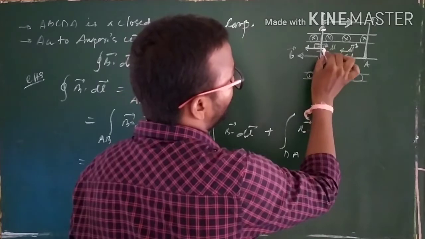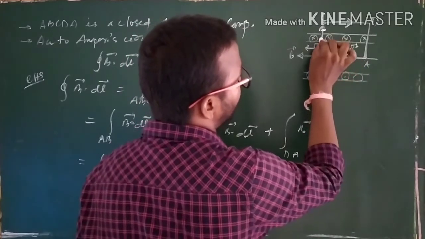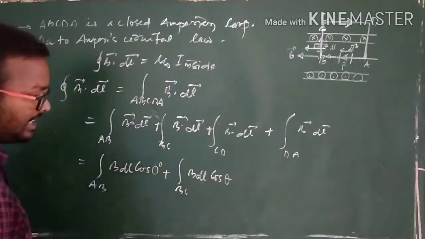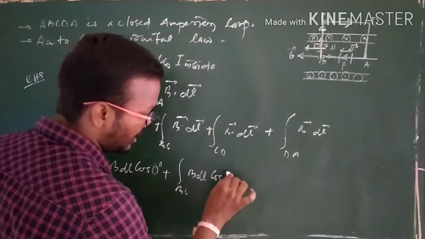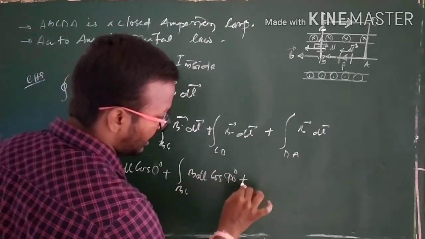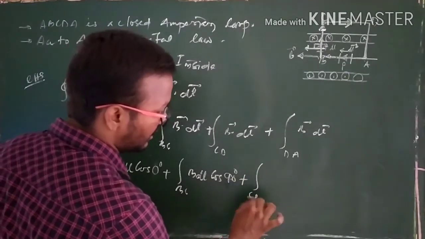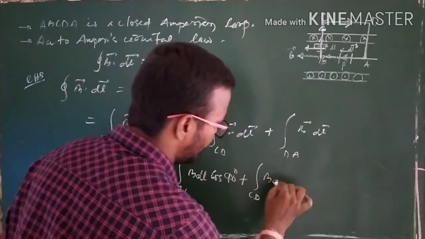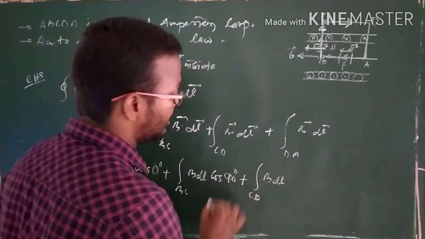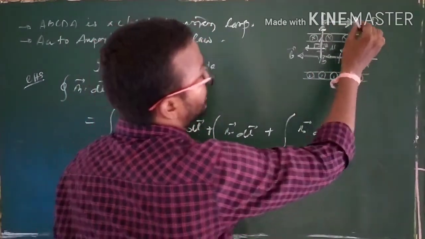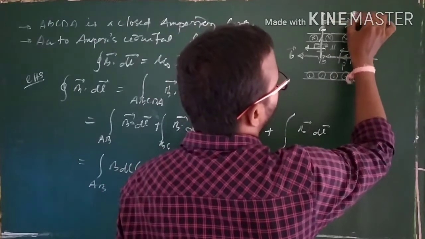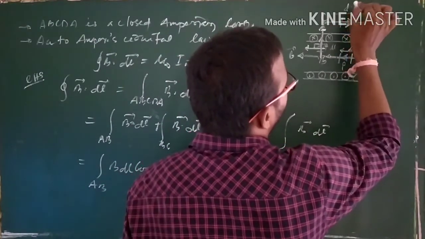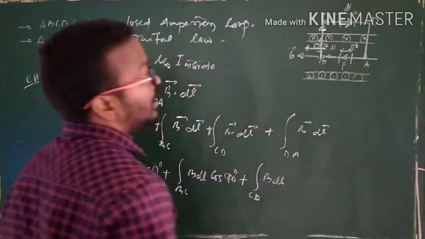If you choose a small element dl, the angle between the direction of dl and the direction of the magnetic field here is 90 degrees, so theta is 90 degrees. Next, plus C to D. C to D, that is integral of B dl cos theta. C to D means if you choose a small element, this is the direction of dl and the direction of the magnetic field. Clear?